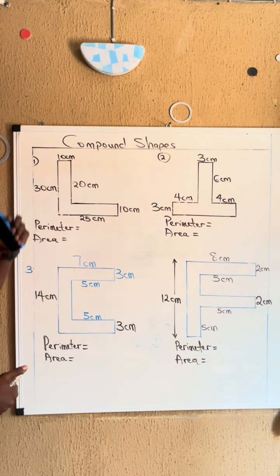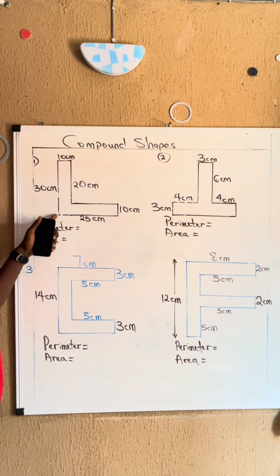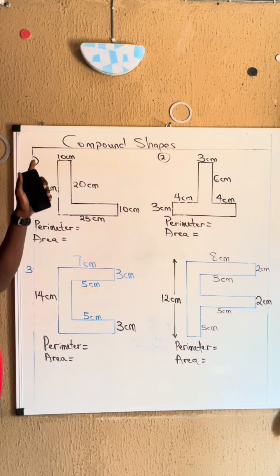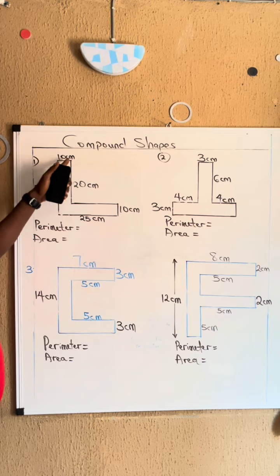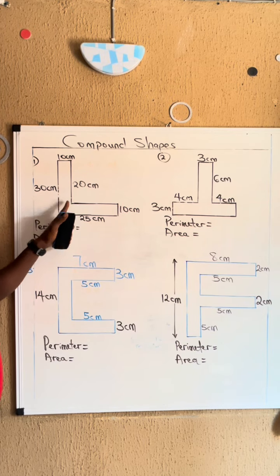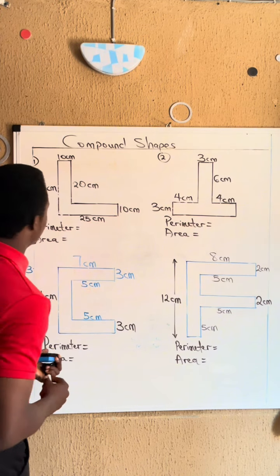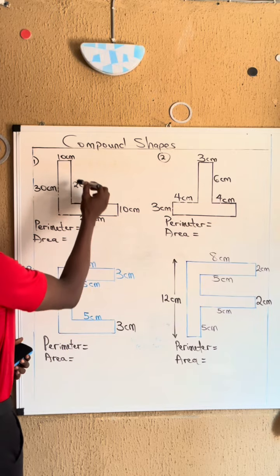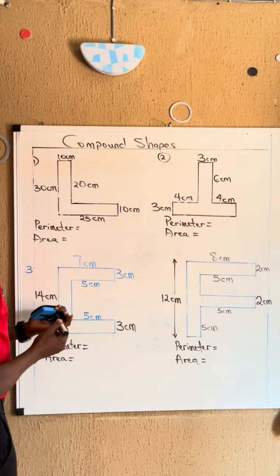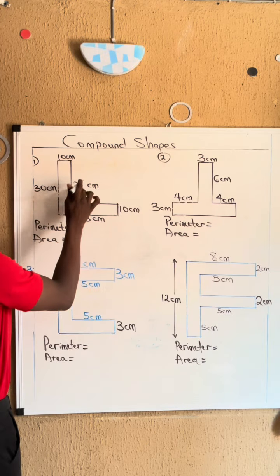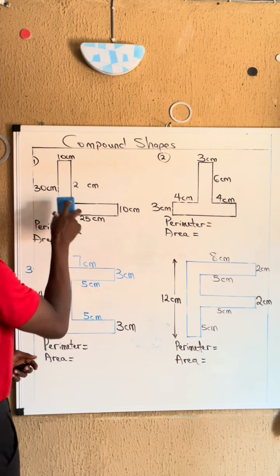Looking at number 1 here, the longest vertical line is 30 centimeters. This line is 10 centimeters. And this other line is 20 centimeters. Of course, this and this are also vertical. And so you can see that 20 plus 10 gives you 30. So this could not have been 25 centimeters. No, because 25 plus 10 would not give you 30.